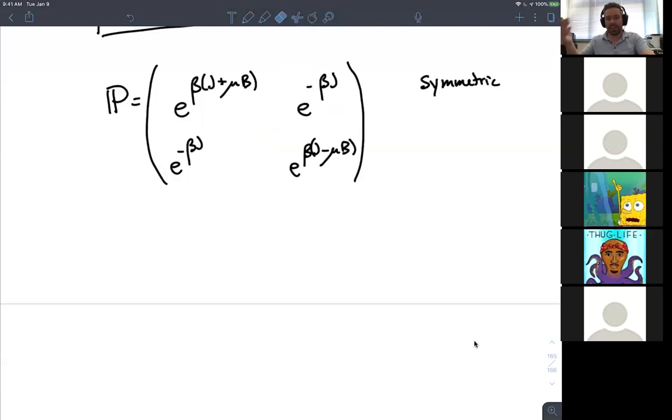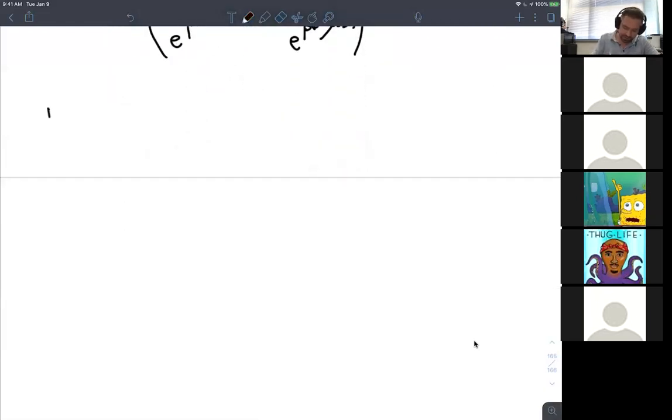Now you say, okay, fine, I've got this P matrix. Why did I do this? Let me show you why we did this. Again, let us consider a system that only has two spins in it. So for a system of only two spins, consider the following.